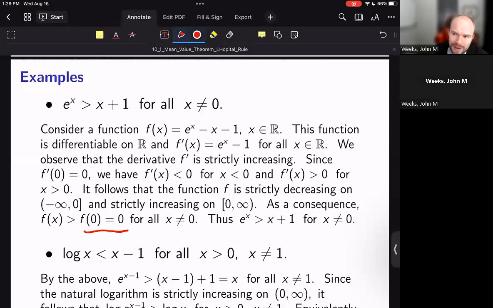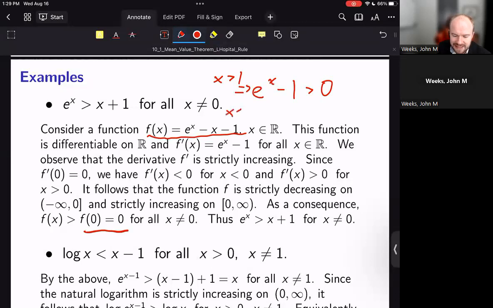But what's happening everywhere else on this function? For example, if I look at places where x is greater than 0 and I take this derivative, I'm looking at things like e to the x minus 1. And I might notice that as long as x is greater than 0, that implies that e to the x minus 1 is greater than 0. That's because e to the x is greater than 1. That's something we discussed back in our monotonic functions section.